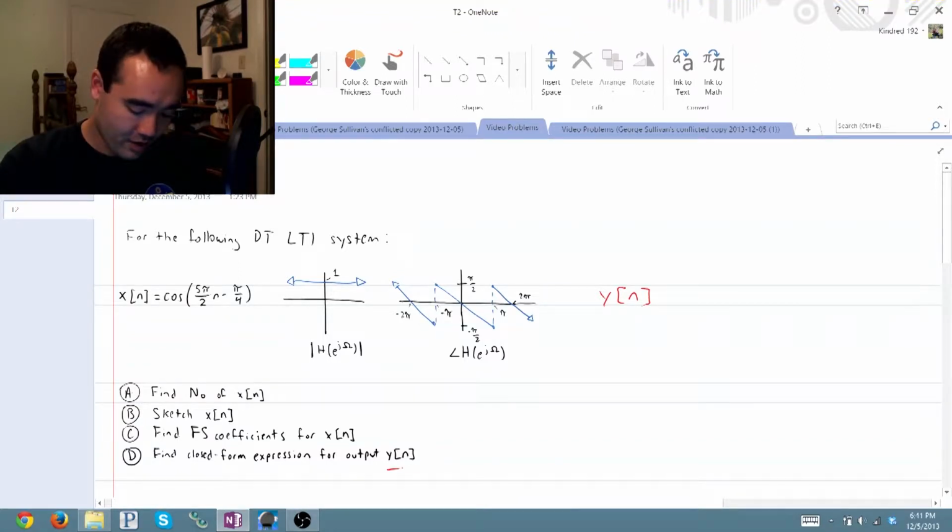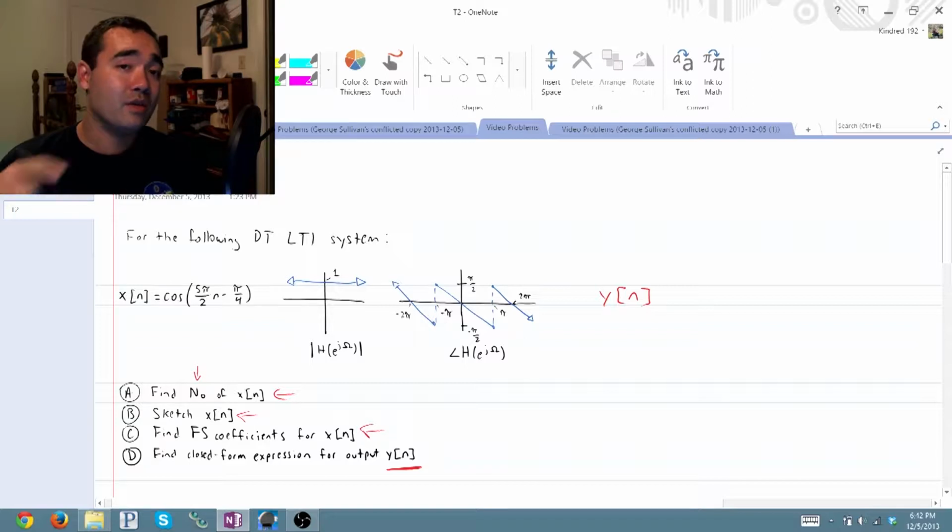You can see that's the last thing it asks us for. It starts us by finding the fundamental period, n naught. Then we want to sketch our x of n, and then we'll find our Fourier series coefficients, which we'll then use to find y of n.